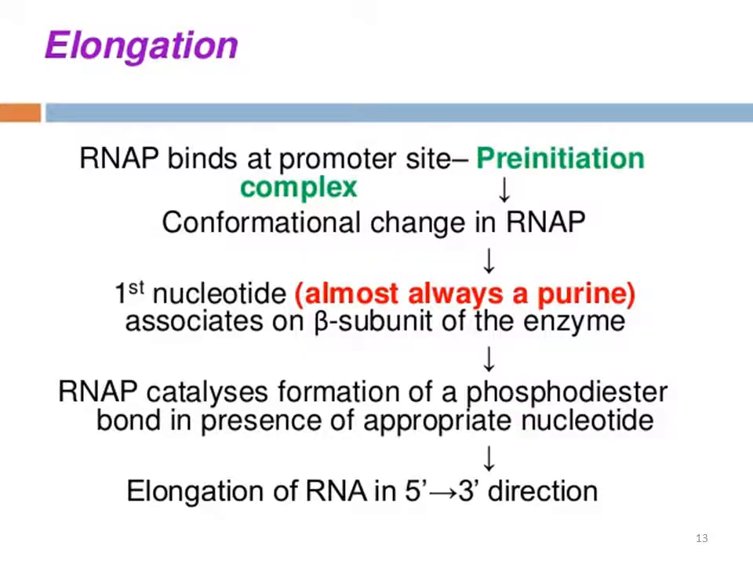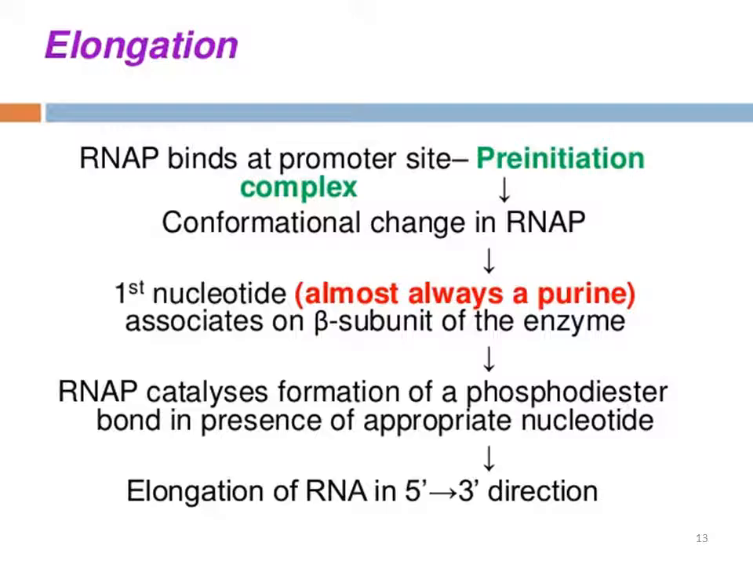Then we are learning about the second phase, which is known as the elongation phase. So RNA polymerase binds at the promoter region and makes a pre-initiation complex. Then a conformational change takes place in RNA polymerase. So the RNA polymerase starts its process.